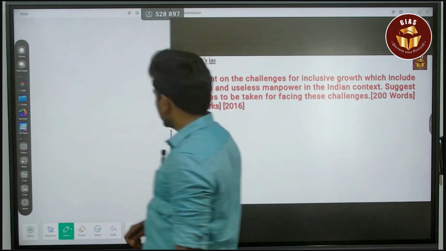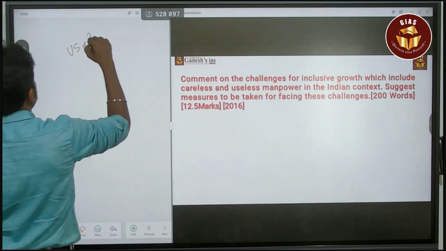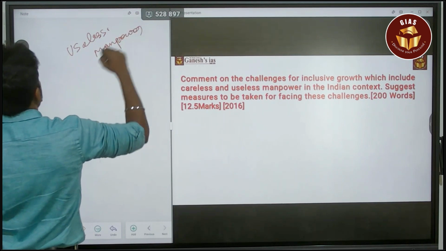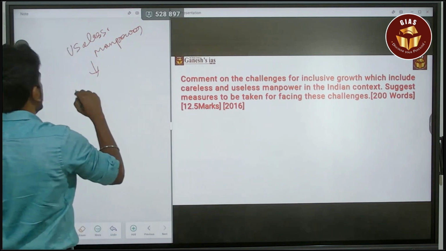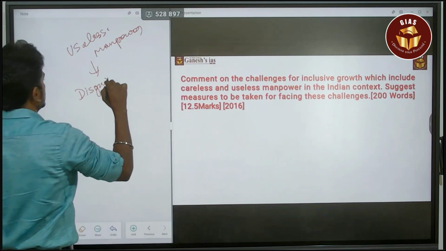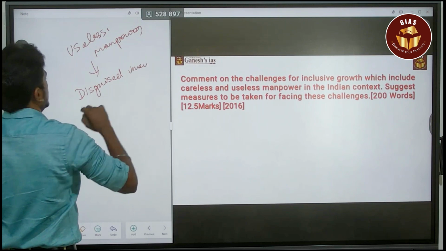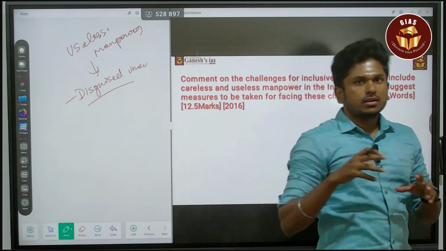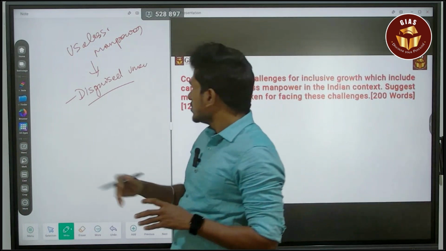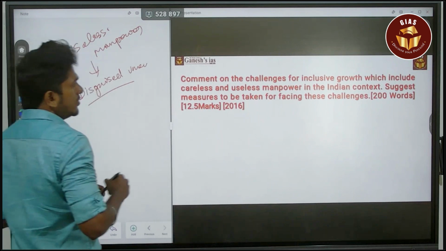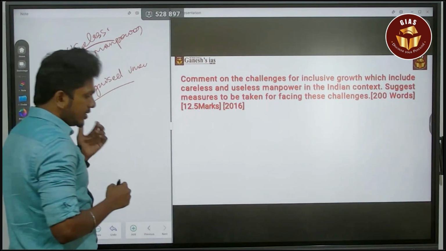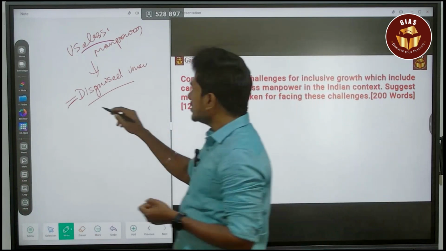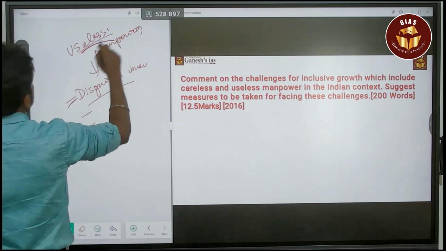And then next is useless manpower. You can say disguised unemployment in the agriculture sector, which means more laborers are working in the same region. So that is called disguised unemployment, which means they are useless manpower. And also there is frictional unemployment, structural unemployment. All these things are related to useless manpower.